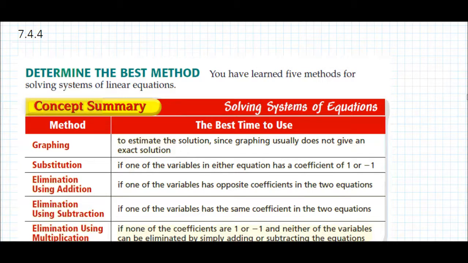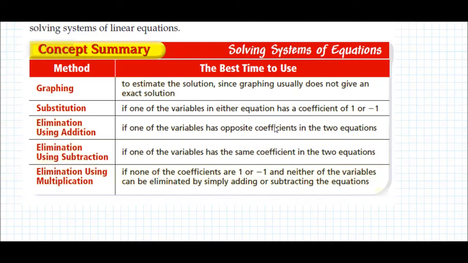We have learned 5 methods to solve linear equations. Okay, the first method is graphing. It is best to estimate the solution, since graphing usually does not give an exact solution. Okay, graphing is probably the least preferred way. Substitution. If one variable has a coefficient of 1 or negative 1, that might be the easiest one to solve for. Or if it's pretty simple for you to get to the variable on one side of the equation by itself.